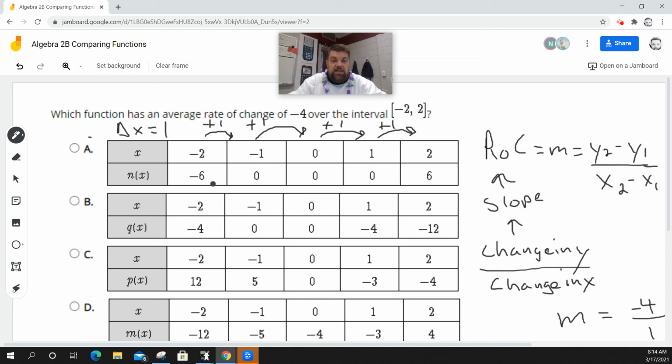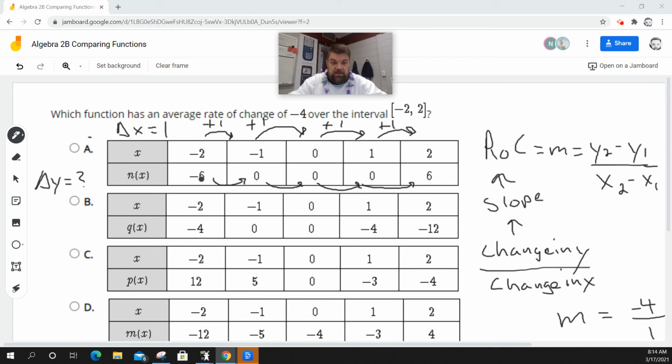Okay. Now here, my delta y, I'm adding 6. Then I added 0. Then I added 0. Then I added 6. So the delta y changes. So delta y is not constant. It's not the same. So what we're looking for is, when I look at delta y, I'm going to have an average change of -4.